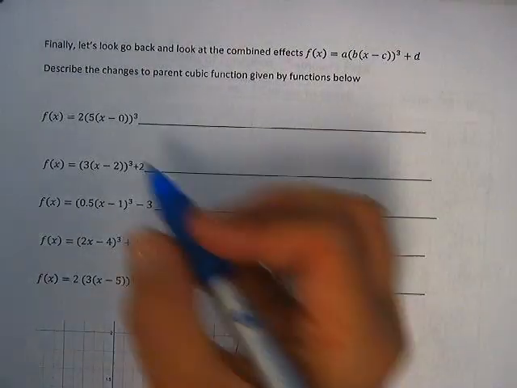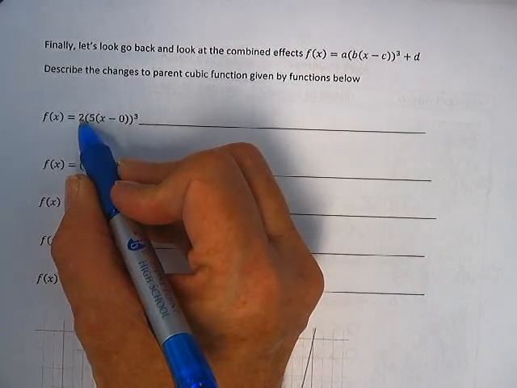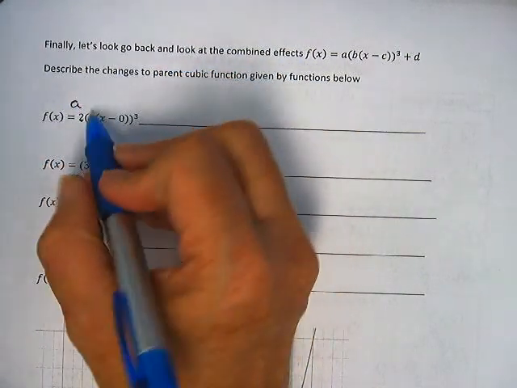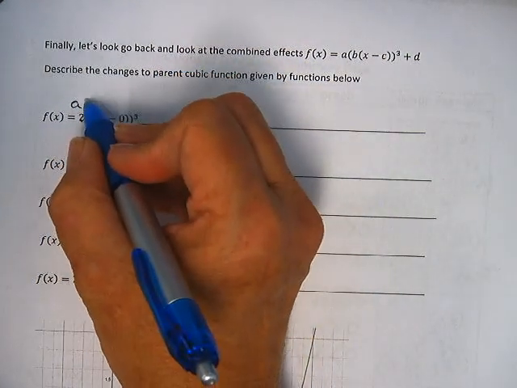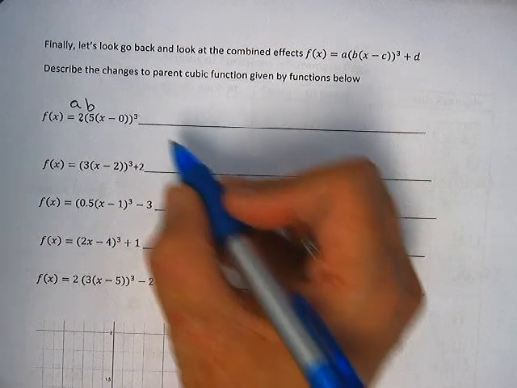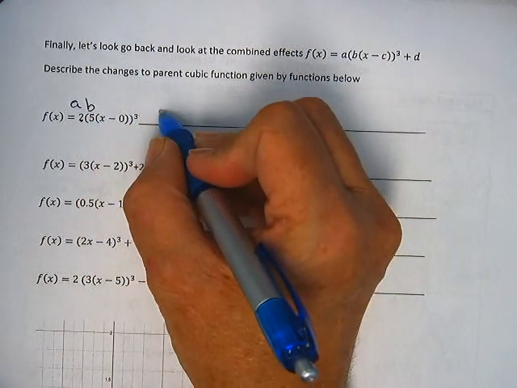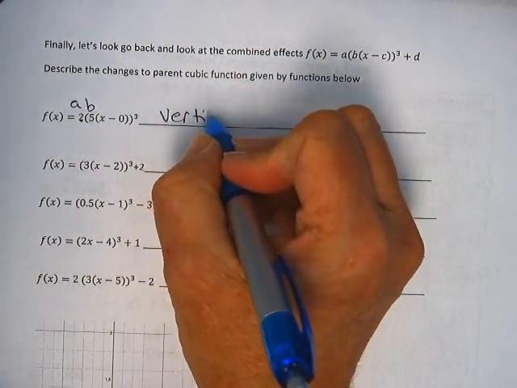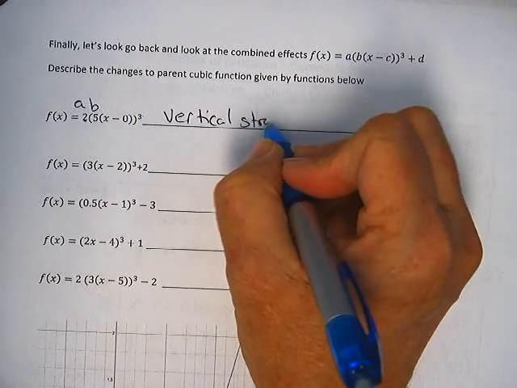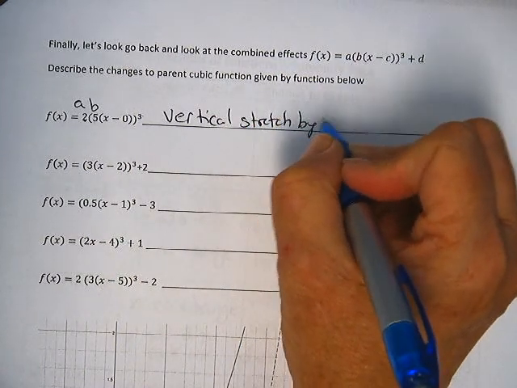Okay, so on this first equation, 2, that's an a value. 5 gets cubed, so that's b. So if a is 2, that means there's a vertical stretch by 2.